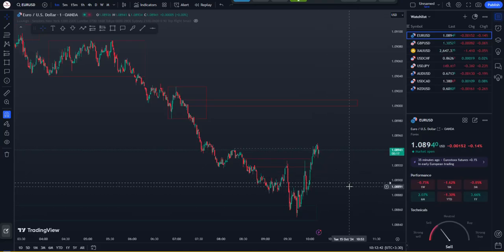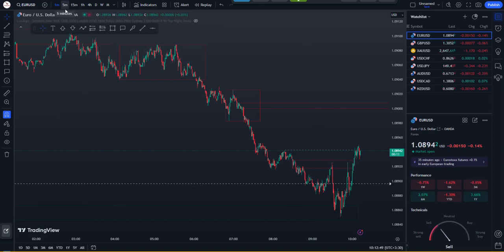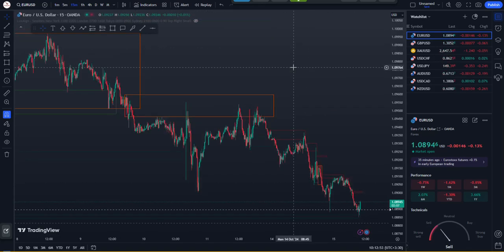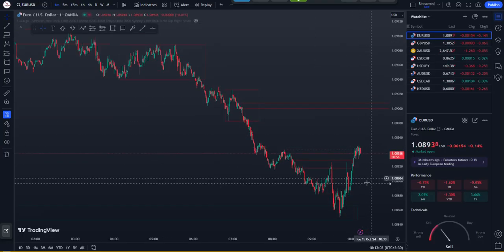supply zones make this one, and then finding some places as fractals. So I'm waiting for price to reach here for going long.